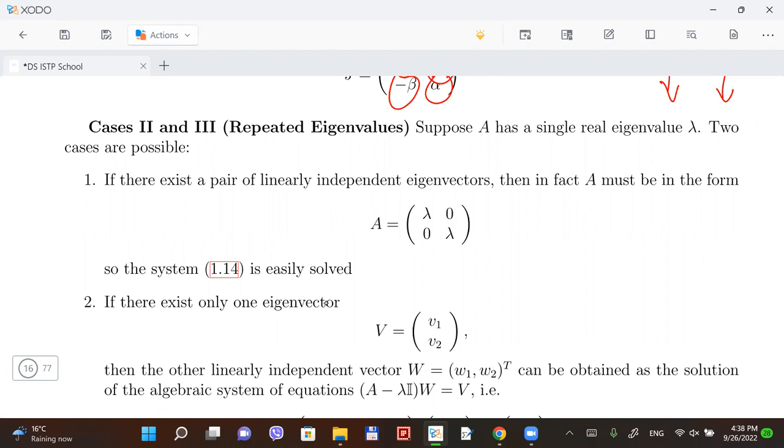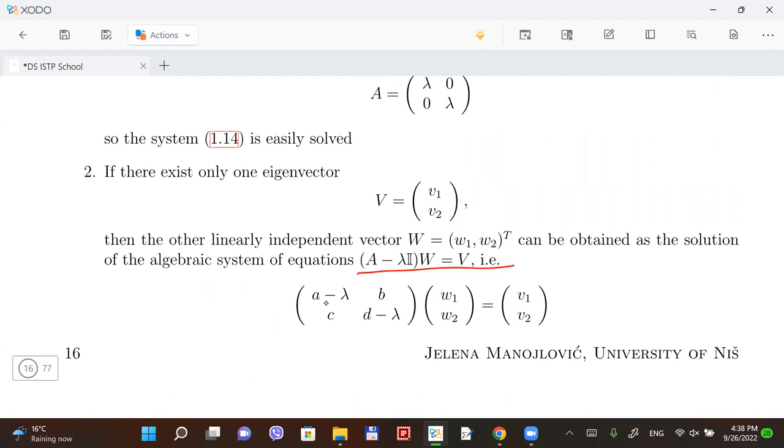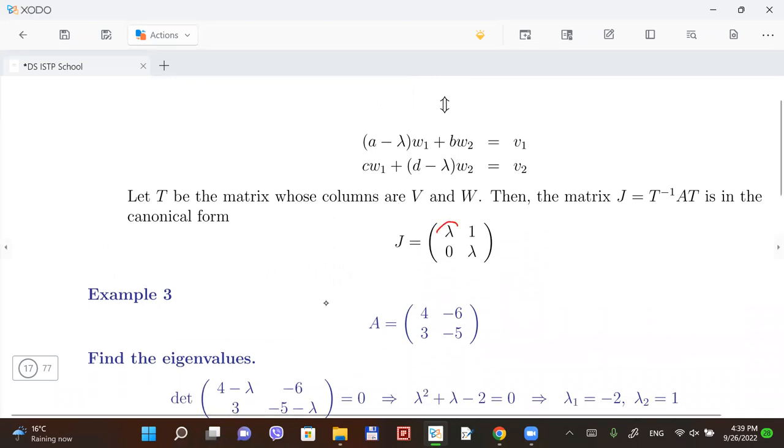The second linearly independent vector will be obtained as the solution of this system: A minus lambda I times the new vector equals V, where V is the first eigenvector. You just solve this linear system of equations for the two unknown components and you obtain this second vector, and make the matrix of transformation, which will transform the matrix into the canonical form, which now has lambda and lambda on the main diagonal and just one above the main diagonal on the right.